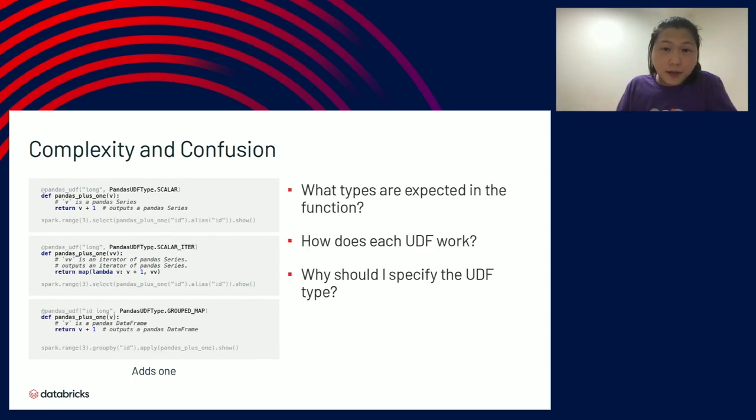The first Scalar UDF takes and outputs a Pandas series, and the second one requires an iterator of series. The last one expects a data frame for its input and output. So it's difficult to tell what types are expected in the function. It's not very clear how each UDF works, and why we should specify each UDF type.